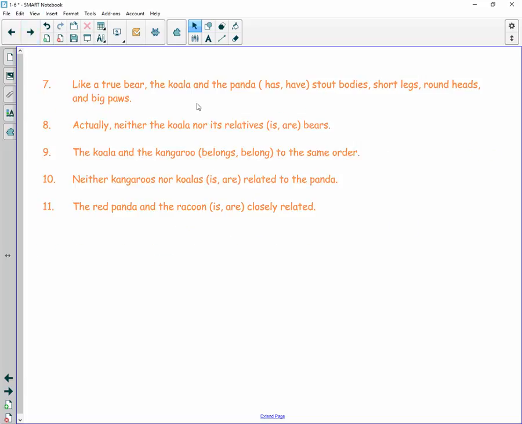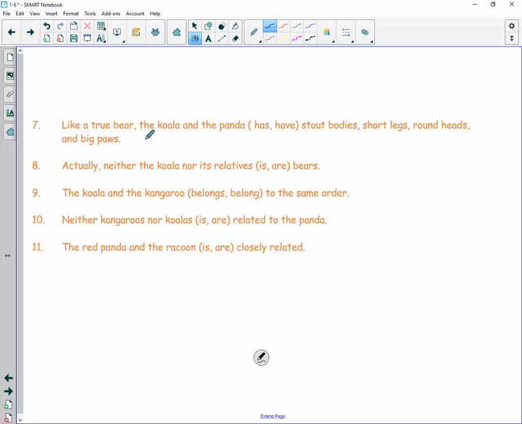Okay, all right, let me grab a pen here. Like a true bear, the koala and a panda blank stout bodies, short legs, round heads, and big paws. It's an "and," so I'm going to replace it with "they." Like a true bear, they have.